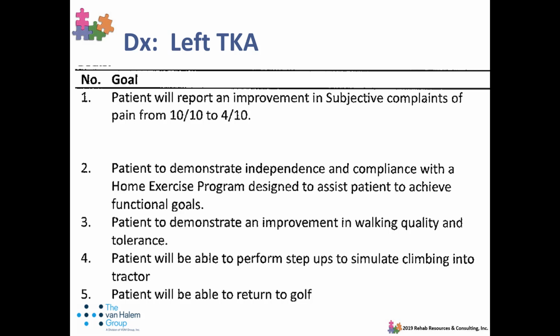But in number 3, patient to demonstrate an improvement in walking quality and tolerance. That one is pretty subjective. What about the walking quality or tolerance? And in this particular example, for a total knee patient, there was no assessment of gait at all. There was no balance test or objective gait tests. Those are other ways to be sure to make your goals objective.